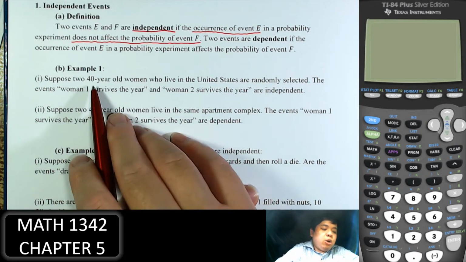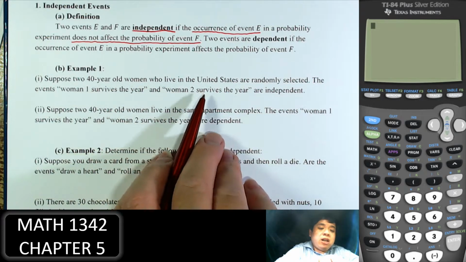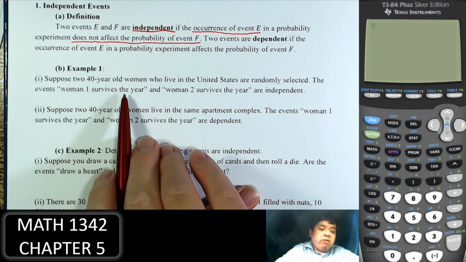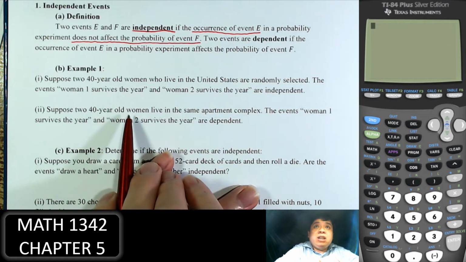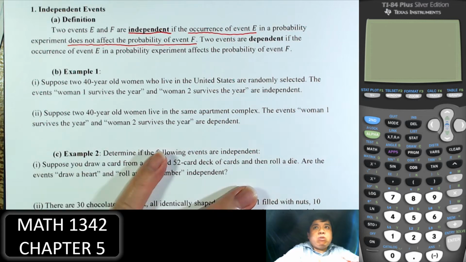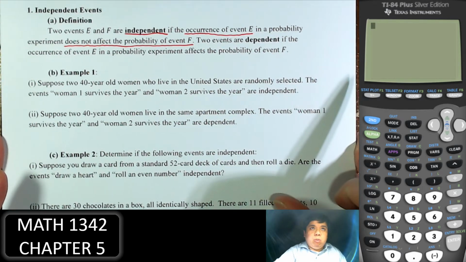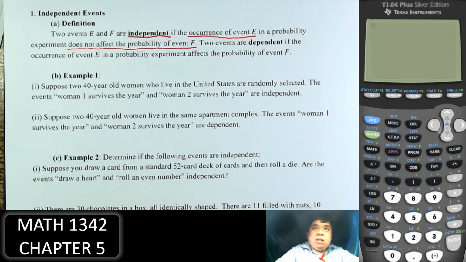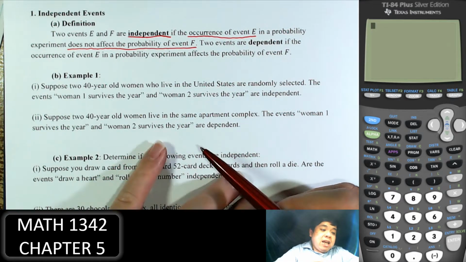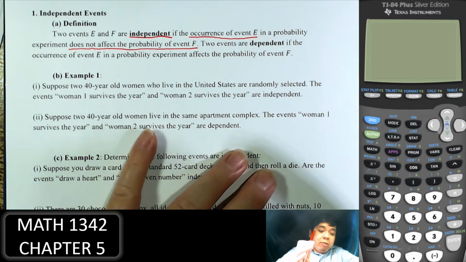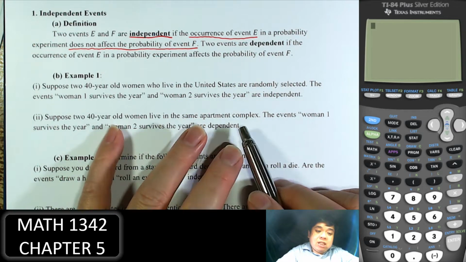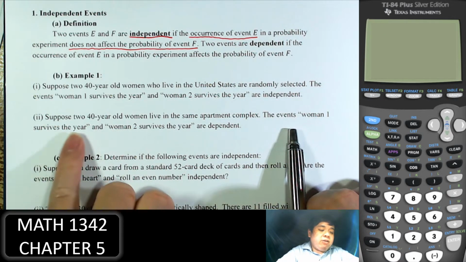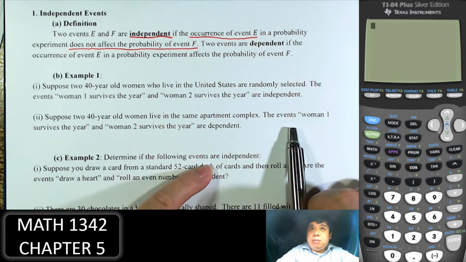Suppose that two 40-year-old women who live in the United States are randomly selected. The events that woman 1 survives the year and woman 2 survives the year are independent. So we picked out two of them, and the probability that each one survives the year is independent. Now, if we do not select two of them at random and instead select two from the same apartment complex, then the events woman 1 survives the year and woman 2 survives the year are dependent.